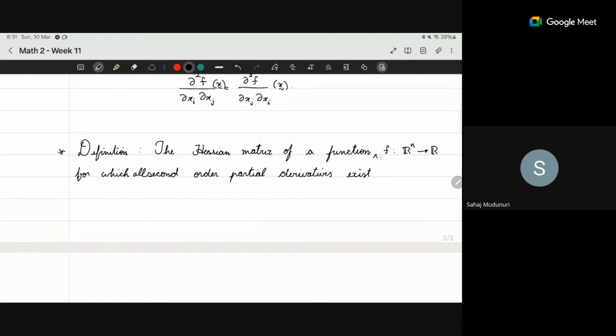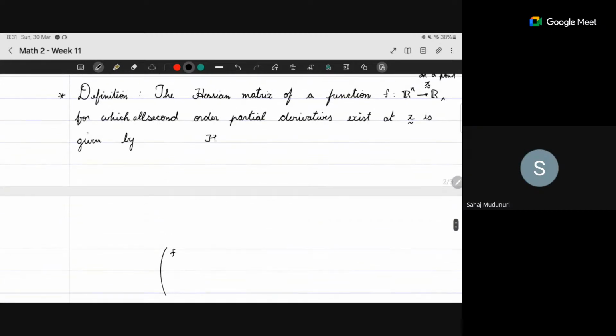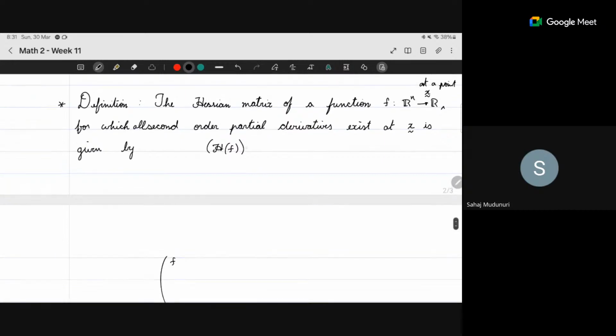You can say of a function f at a point x tilde, for which all the second order partial derivatives exist at x tilde, the Hessian is given by, well, let's write it compactly first. It's denoted by H of f. This is a matrix whose ijth entry is f_{x_i x_j}.